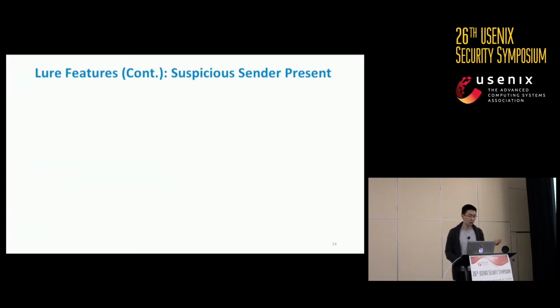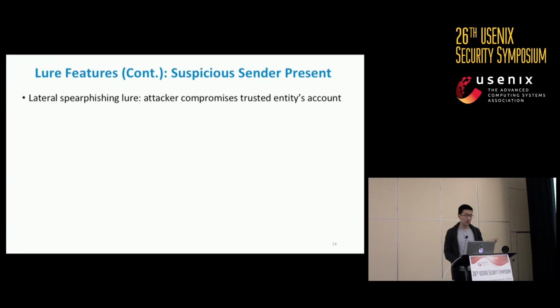In a lateral spearphishing attack, the attacker is going to compromise some trusted entity's account. In particular, our paper is only going to focus on compromised corporate email addresses. After the attackers compromise this corporate account, they're going to use it to spearphish other employees. And this is a tricky one, right? Because there are no forged headers here. They're using a real account that's been breached to spearphish other users.